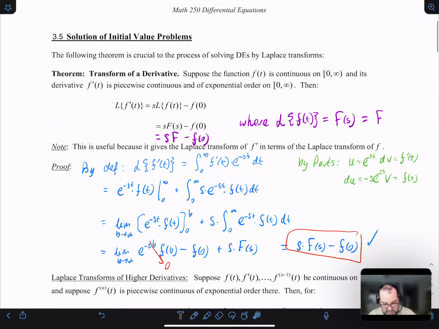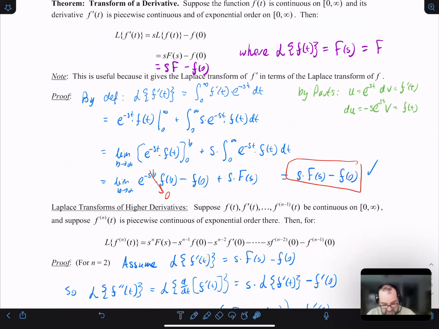So let's take a look at why that is. There's a nice little proof here, fairly easy to follow, I think. If we want to know what the Laplace transform of f prime is, we can just apply the definition of a Laplace transform. That is, we do the improper integral from 0 to infinity, f prime of t e to the minus st dt. And then the clever bit here is, I don't know what f prime of t is, so I can't directly apply the Laplace transform, but maybe I can actually integrate this by parts.